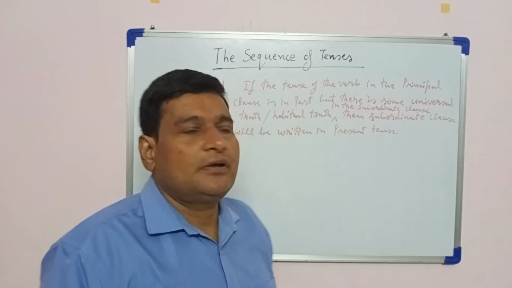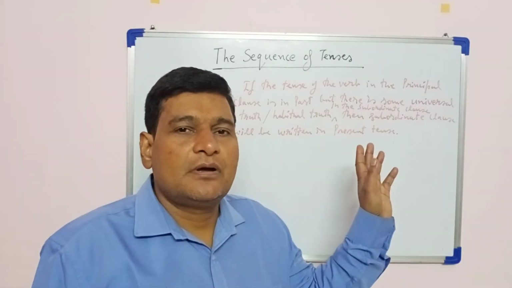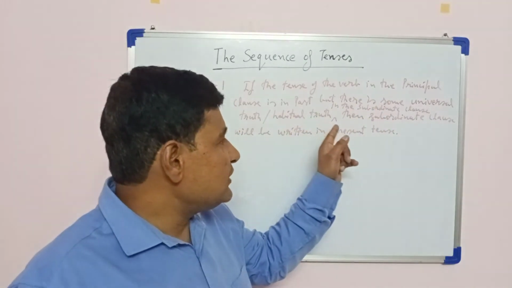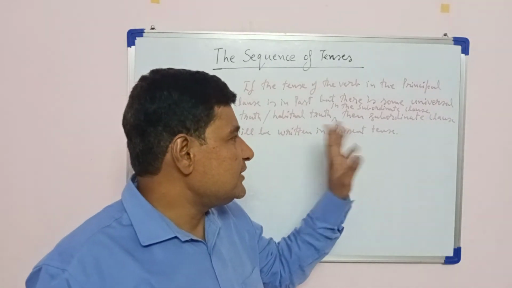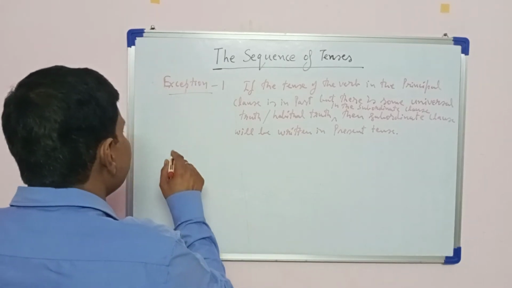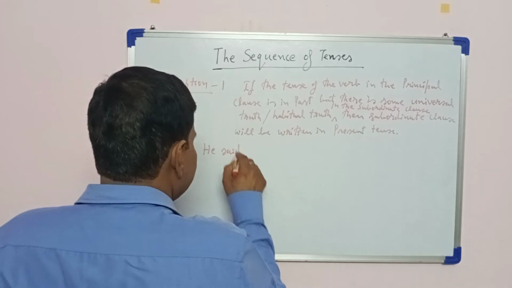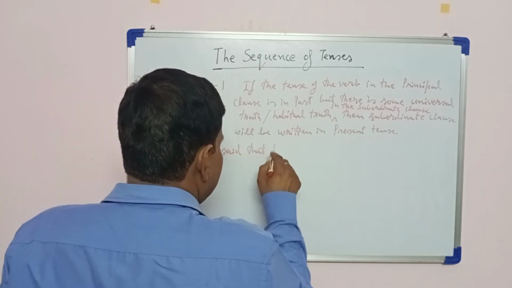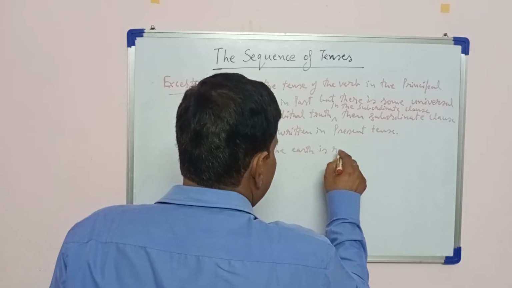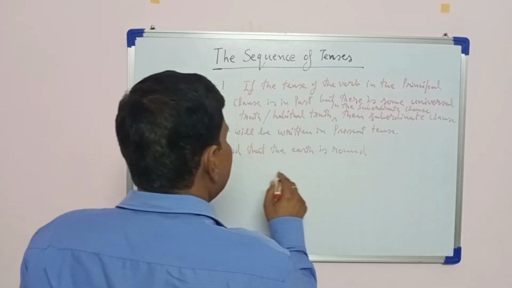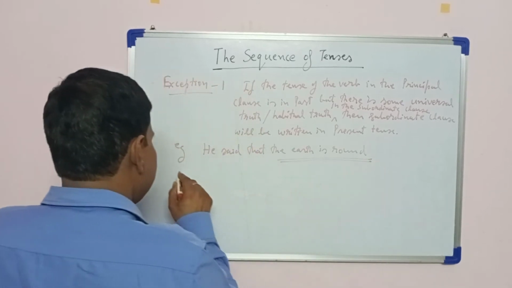Let's understand it. If the tense of the verb in the principal clause is in past, but there is a universal truth in the subordinate clause, then obviously the subordinate clause will be written in the present tense. Example, he said that the earth is round. He said that the earth is round, so this is a universal truth.